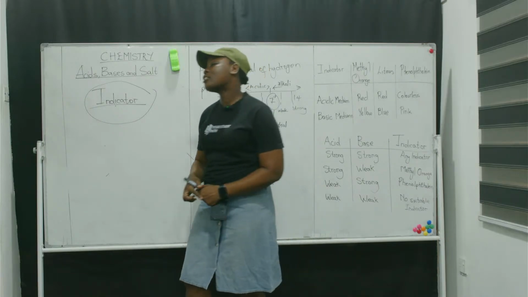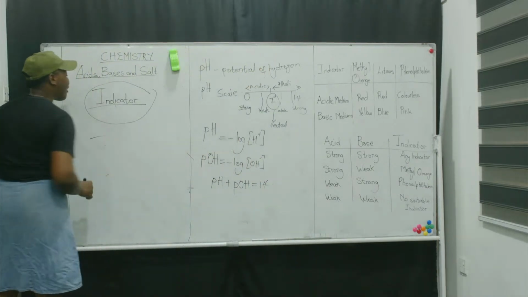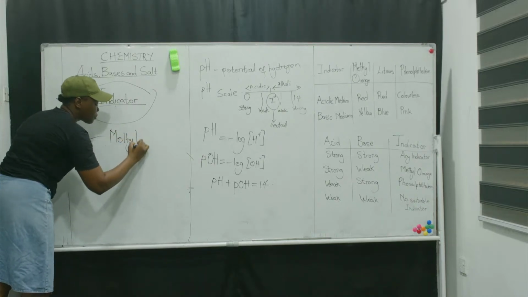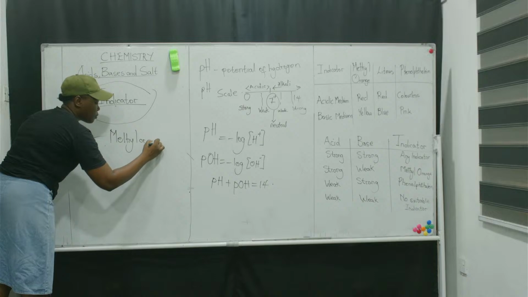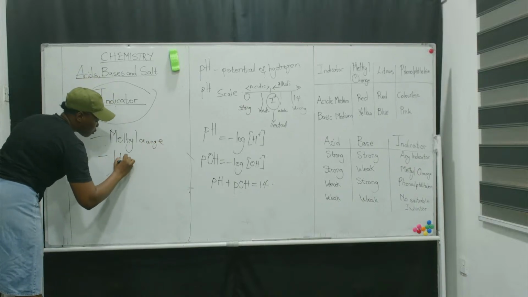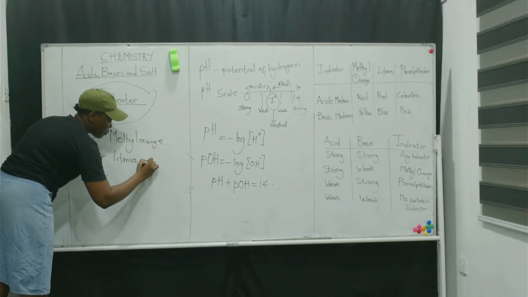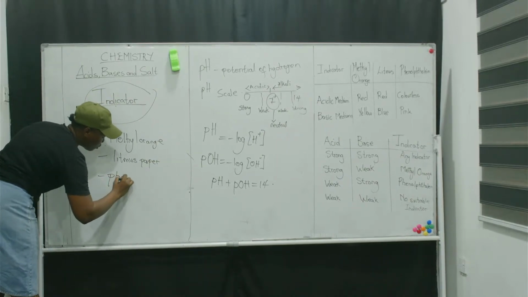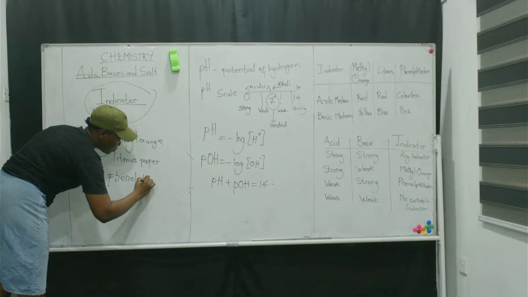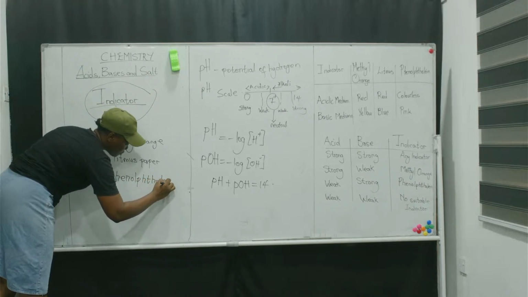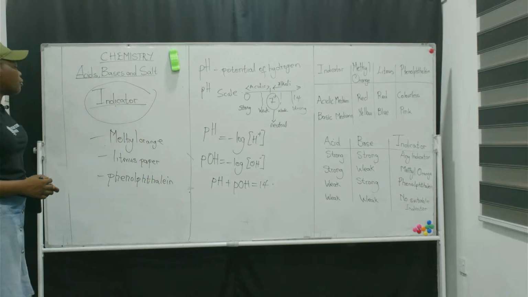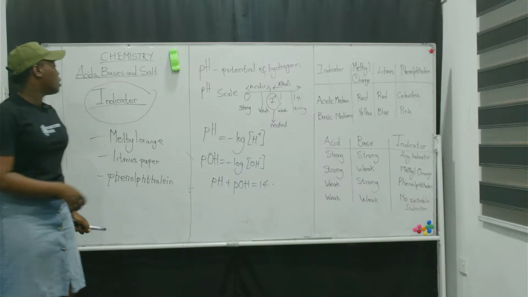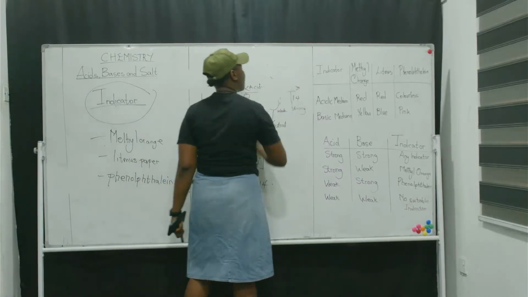And so the indicators that we should familiarize ourselves with here are methyl orange, litmus paper, I'm sure we all know that, and phenolphthalein. So these are the indicators we should familiarize ourselves with.